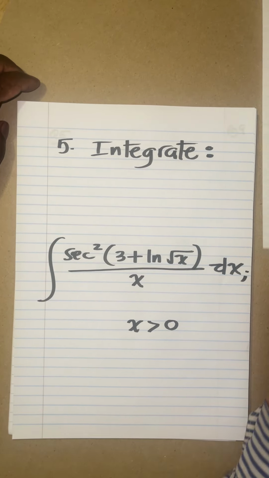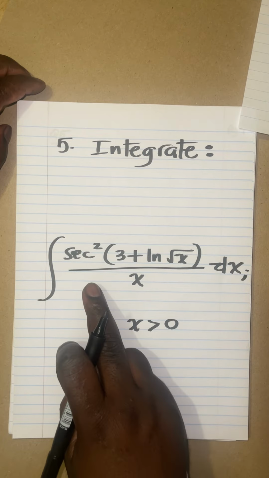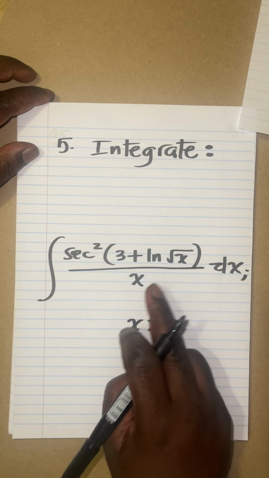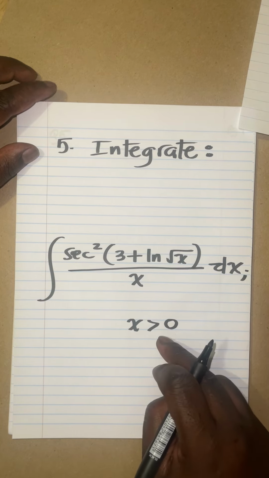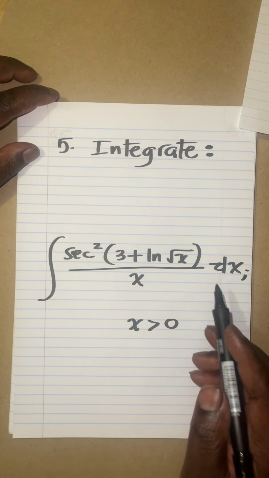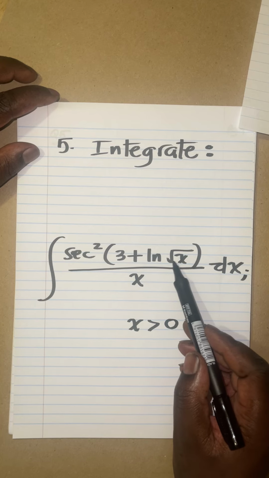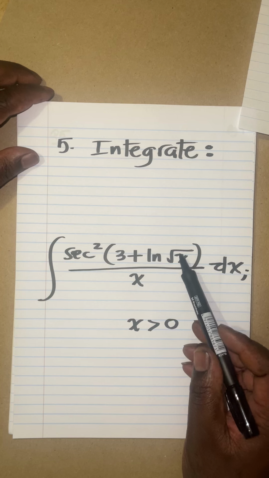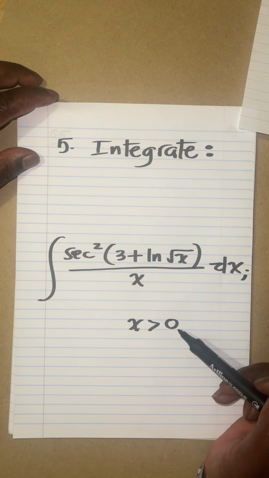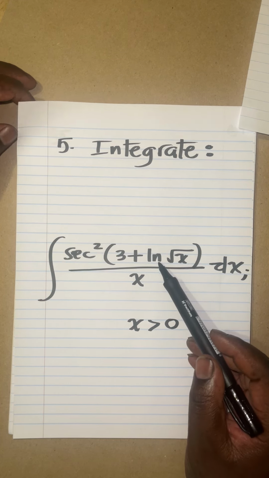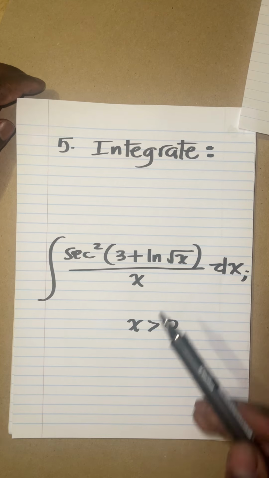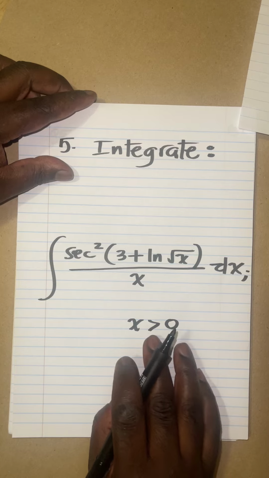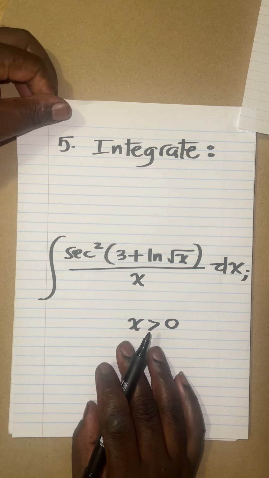We're supposed to integrate the integral of sec squared, open brackets, 3 plus natural log of square root of x, close brackets, over x dx, and we're told x is positive, and obviously the square root of a negative number is not real. So looking at the square root of x there, x must be positive. And again, looking at the natural log, the natural log of a negative number does not exist. So this restriction here makes a lot of sense. But how do we approach this?